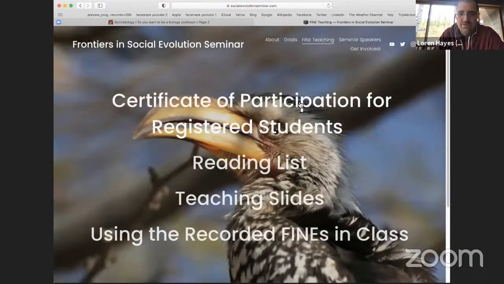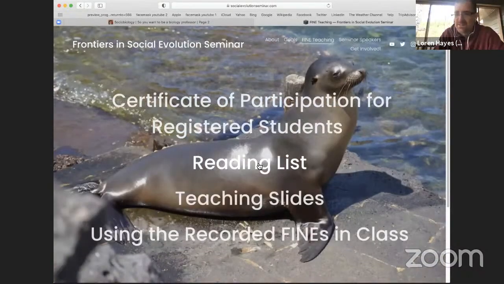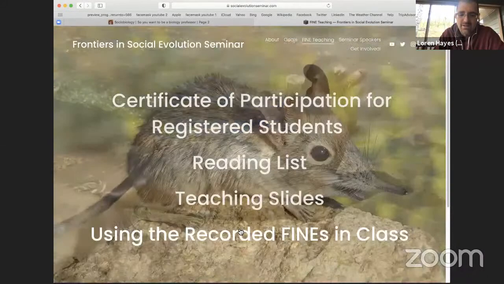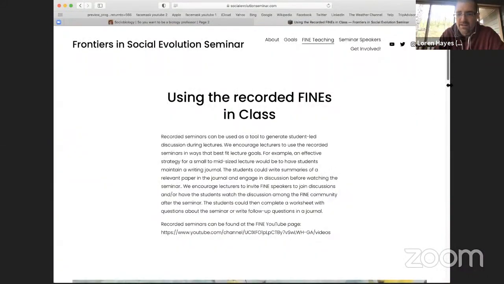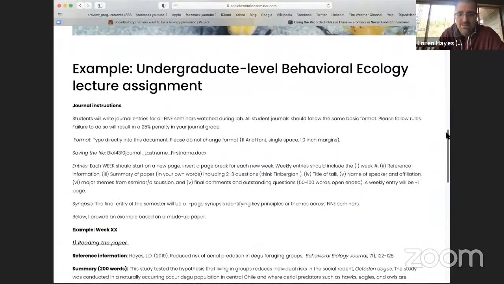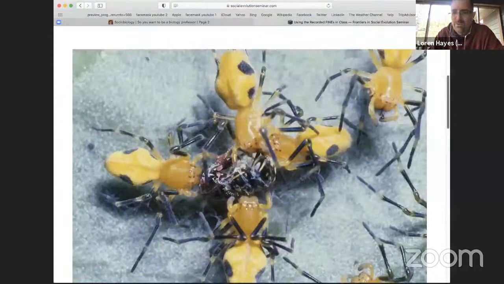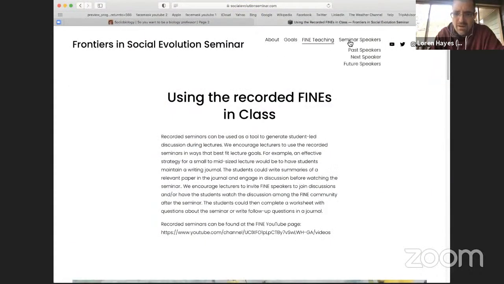We also have the certificate of participation if students need this to get credit for attending a fine. All the reading lists are here. And then we give some recommendations for how to use fine in a classroom. For this part of the site, I'm showing you what I do with my behavioral ecology students. Hopefully we're going to be building this up over the coming months, and hopefully we can have a nice resource for people to use for their teaching.